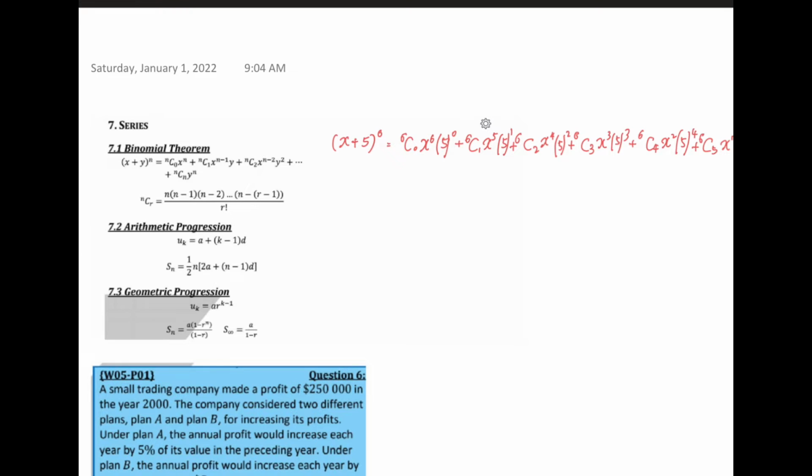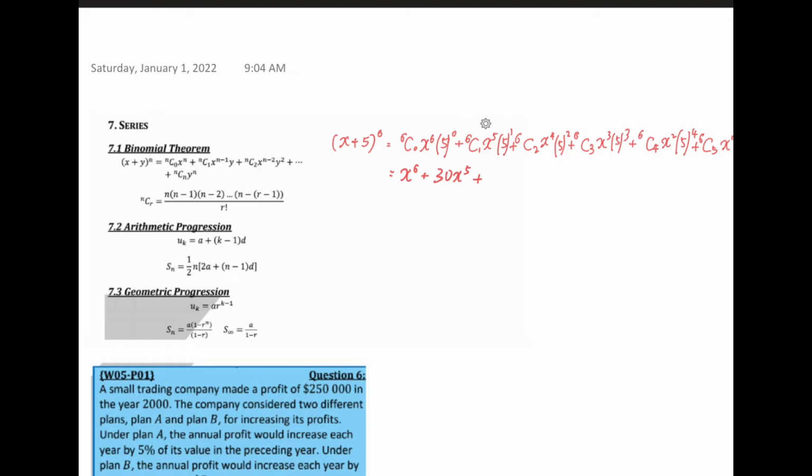After you use the binomial theorem to expand, now we have to simplify everything, where you have to use a calculator. 6C0 is 1, and 5 to the power of 0 is also 1, so only x to the power of 6 remains. That is what happens to the first term. For the second term, you have 6C1, which is 6, times 5, which is 30. So 30x to the power of 5.